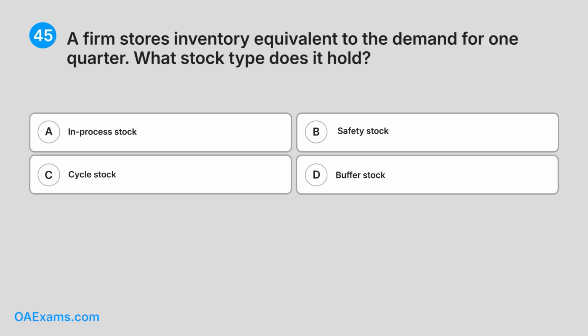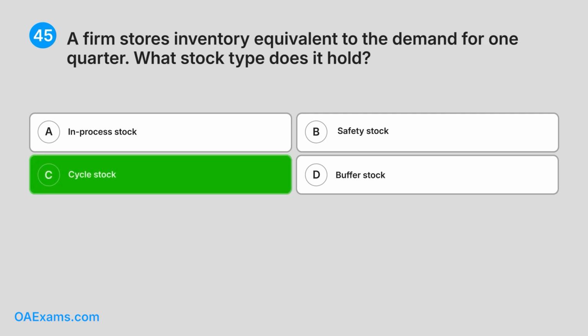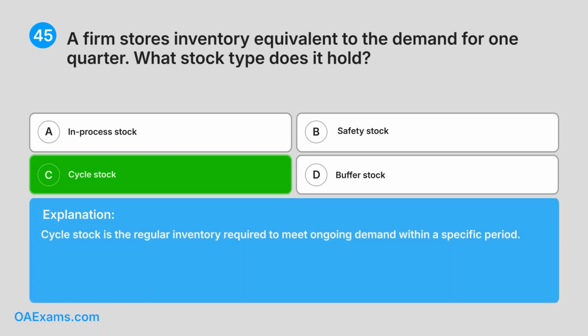Correct answer. C. Cycle stock. Explanation. Cycle stock is the regular inventory required to meet ongoing demand within a specific period.